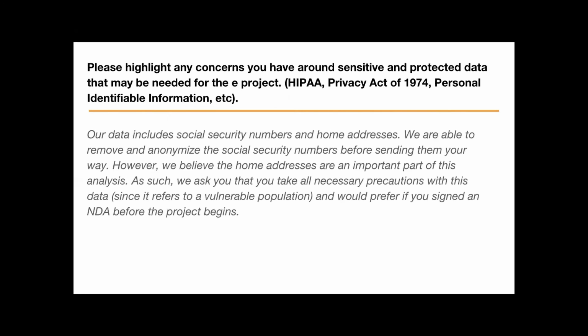We also want you to highlight any concerns you have around sensitive and protected data. So here we have HIPAA, Privacy Act, and personal identifiable information, and it may not fall in these three. It actually could also be data that you just find sensitive. So let's take a look at this response, because I really like this response. It says our data includes social security numbers and home addresses. We're able to remove and anonymize the social security numbers before sending them your way. However, we believe the home addresses are an important part of this analysis. So we ask that you take all necessary precautions with this data, since it refers to a vulnerable population, and would prefer if you sign an NDA.